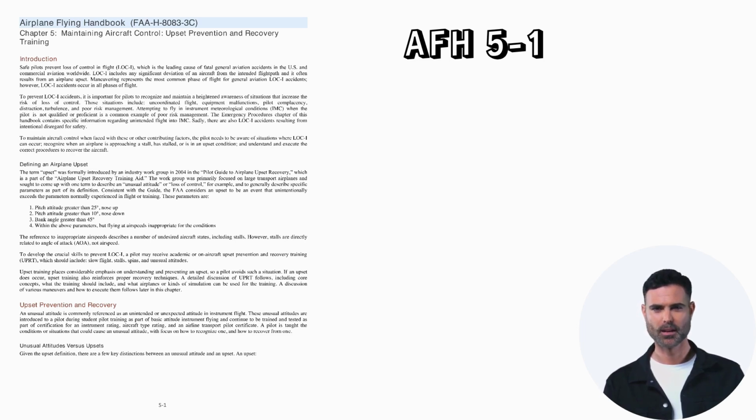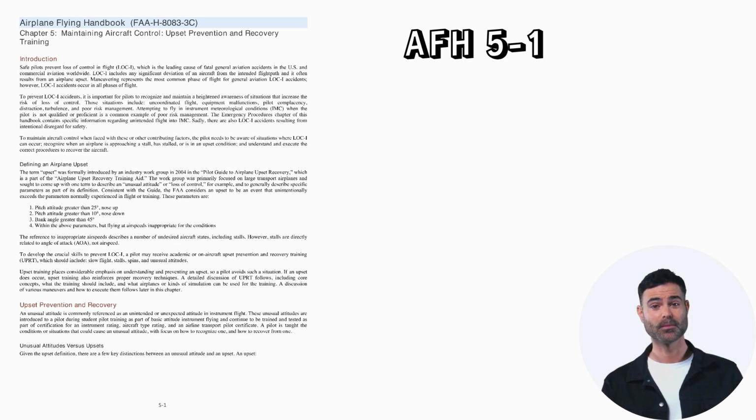Upset prevention and recovery. An unusual attitude is commonly referenced as an unintended or unexpected attitude in instrument flight. These unusual attitudes are introduced to a pilot during student pilot training as part of basic attitude instrument flying and continue to be trained and tested as part of certification for an instrument rating, aircraft type rating, and an airline transport pilot certificate. A pilot is taught the conditions or situations that could cause an unusual attitude, with focus on how to recognize one and how to recover from one.